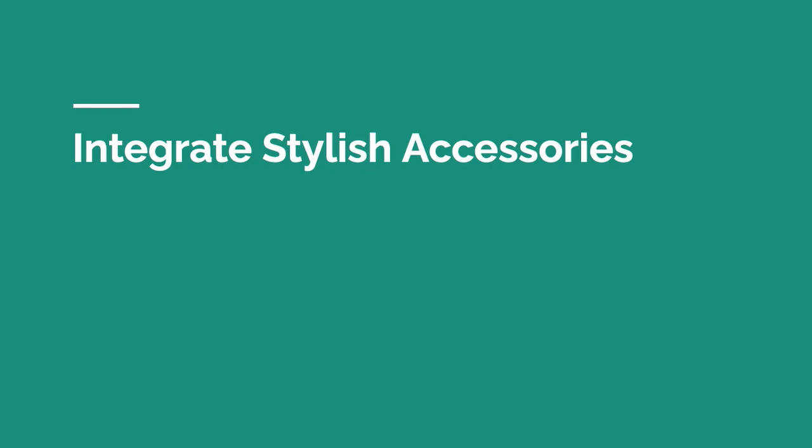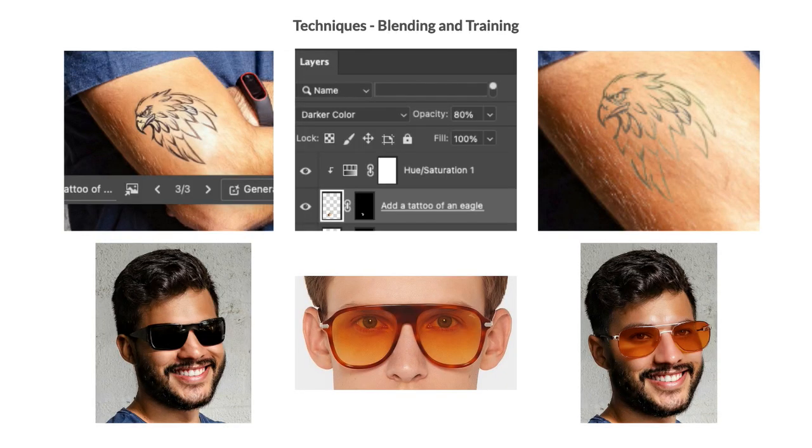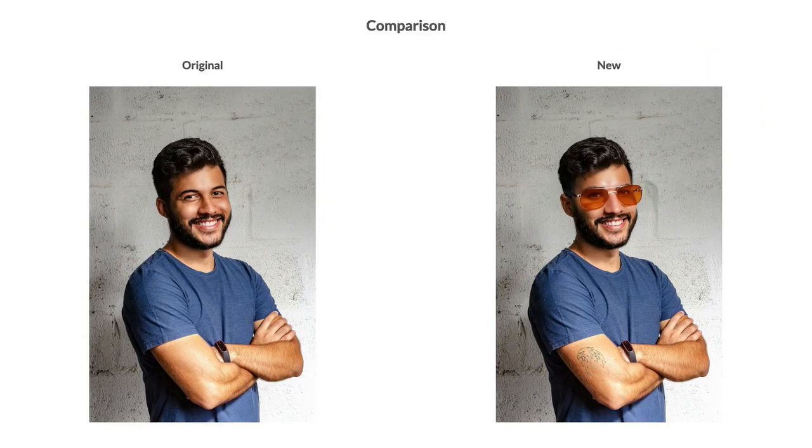The next task was about adding accessories to an image. I started with the image without anything special, just a man. I added a tattoo and sunglasses. To make the tattoo more realistic, I manually blended it into the man's skin. To make the sunglasses look less like an emoji, I trained Generative Fill with an image of a man wearing translucent sunglasses. The final image came out pretty authentic.